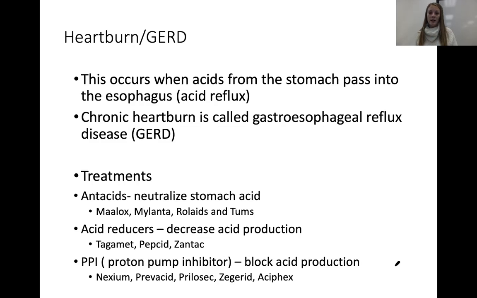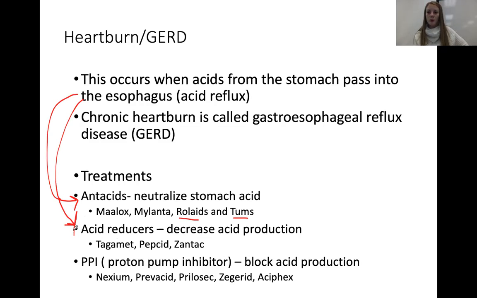Acid reflux can be fairly serious, but there are things that can help neutralize that stomach acid, which we see down here. You can take an antacid. You've probably heard of Tums. Maybe that's one of the more common ones, or Rolaids. You can also take an acid reducer. This decreases the acid production. I would say that this is a little bit more for when you have a bigger problem with your acid reflux. You'll probably take some of these.